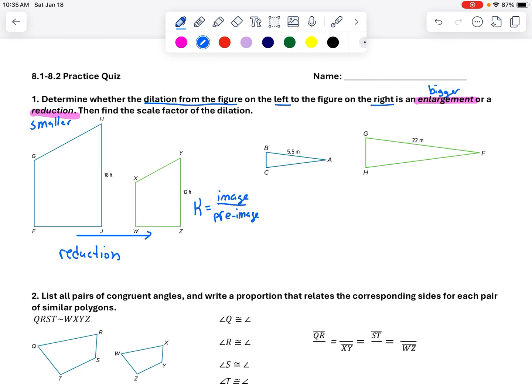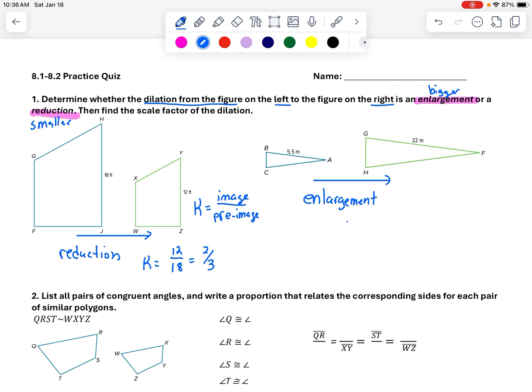We ended with 12, and we began with 18, so that means it's 2/3, and that falls in line with what we know. We know a scale factor of a reduction has to be less than 1, so that is the 2/3. If it's an enlargement, it's going to be greater than 1, which is what this one turns out to be. We're going to get bigger, so that means this is the enlargement.